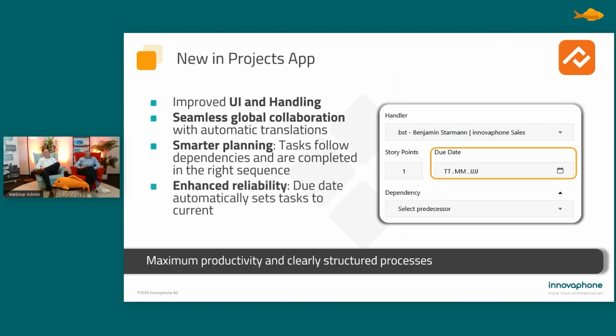And you can also set due dates, so that a task will automatically be set to current if this due date is reached. And all the information within projects, if you get a new task, if someone is assigning a task to you, if a task is reaching the due date or changes its status, everything about that is also communicated via Connect as a single, central hub of communication. So you get all the information from your projects also in Connect.